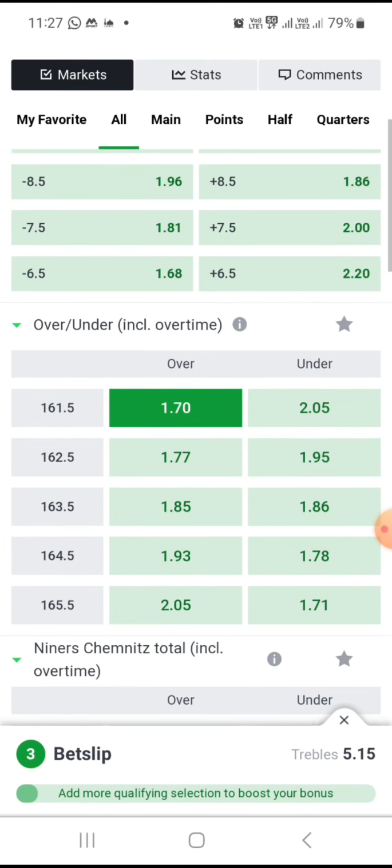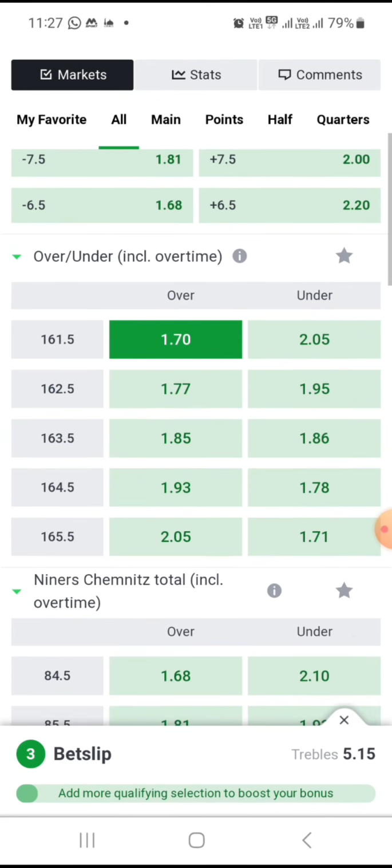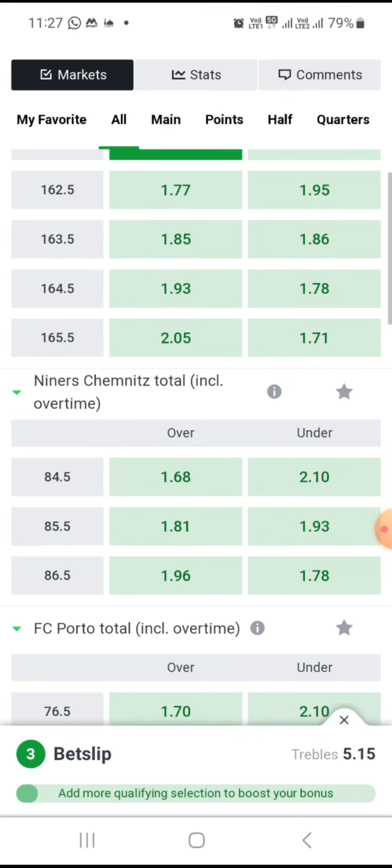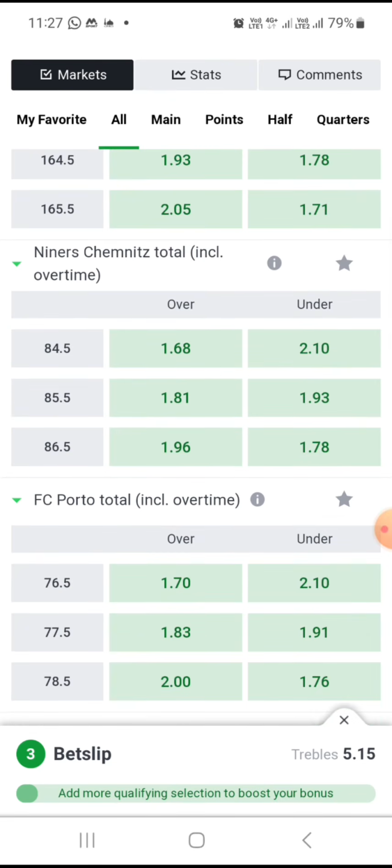You go over to the over and under. Over and under gives 161.5. That's the target, 161, the highest one. The under, you write it down, was 165.5 under. Then under Nina's, you write it's 4.5 over and under it's 6.5. You write it down. The same applies to FC Porto.